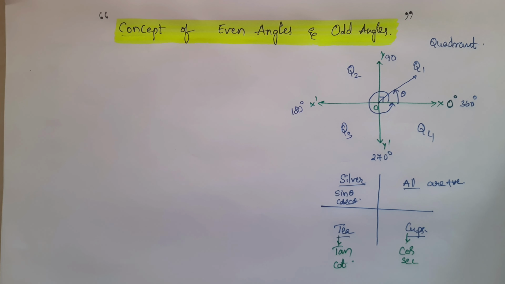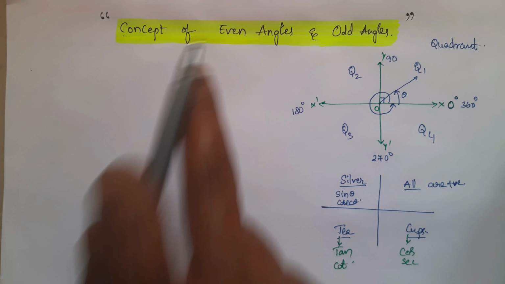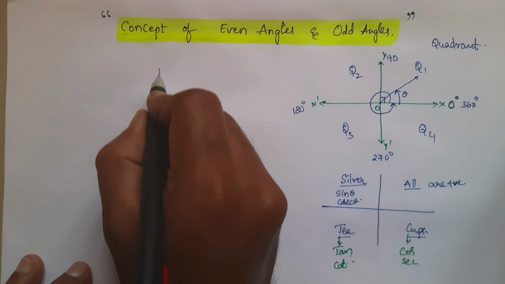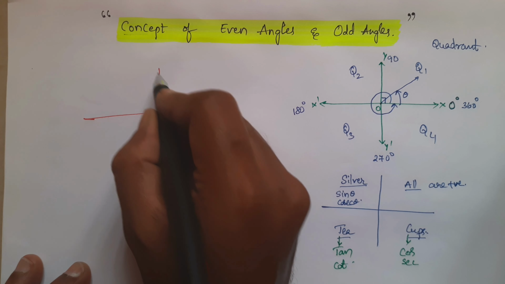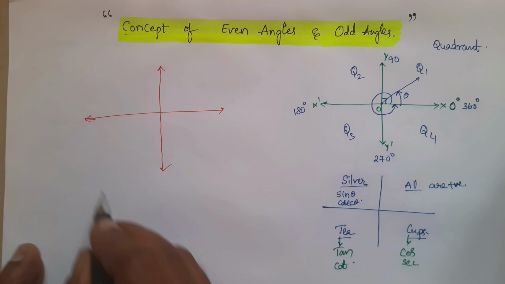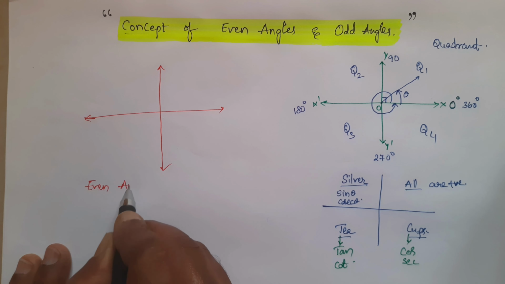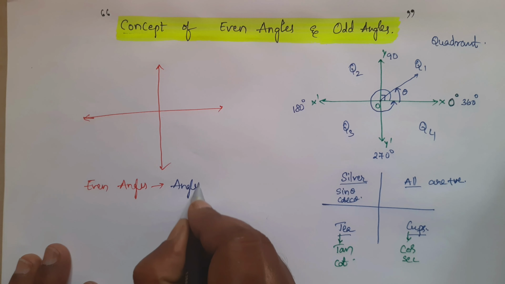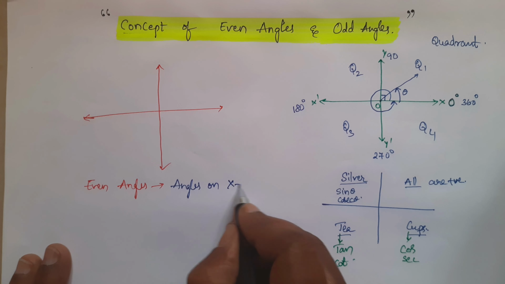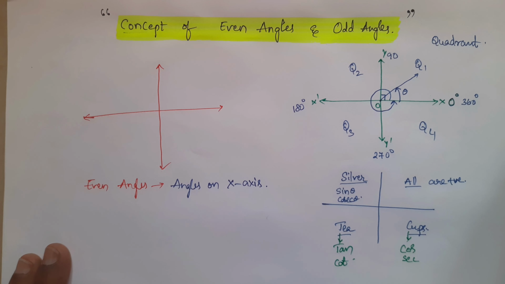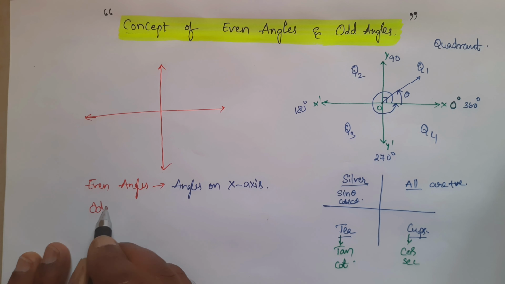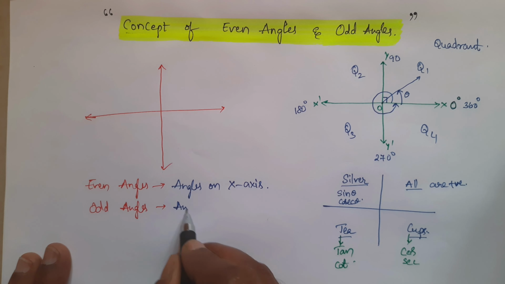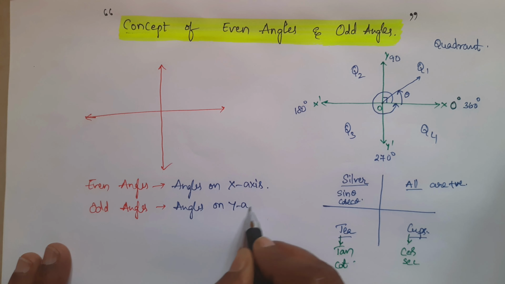So why I told you all these is that they will be used here in even angles and odd angles. Now let us move to this concept. See guys, even angles and odd angles. Here, even angles means angles on the x-axis. Angles on the x-axis we will consider as even angles, and odd angles means angles on the y-axis.